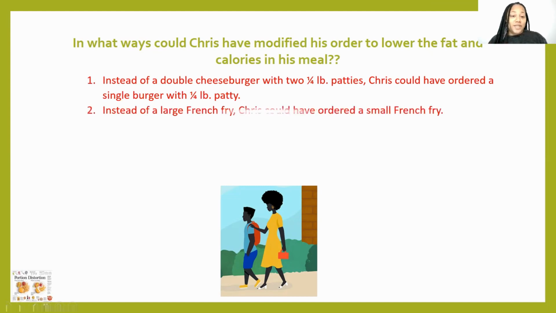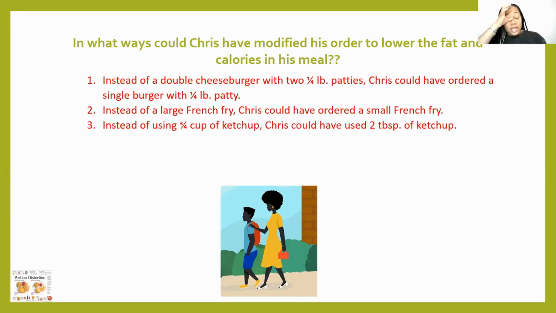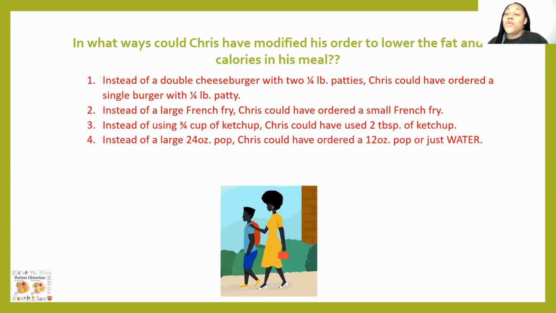What else could he have done? So, of course, instead of a large fry, Chris could have ordered a what? Small fry, right? Something so simple. Instead of using 3/4 cups of ketchup, Chris could have just used 2 tablespoons of ketchup. And instead of a 24-ounce pop, Chris could have ordered a 12-ounce pop, or he could have just gotten a cup of water.